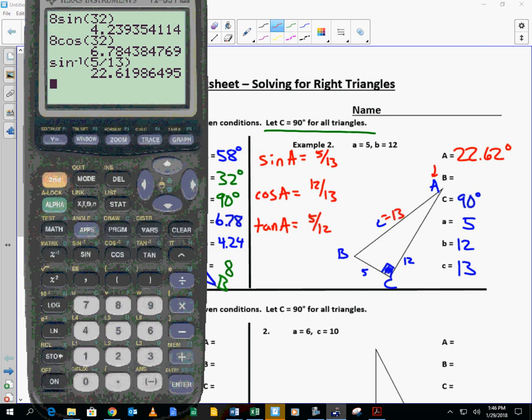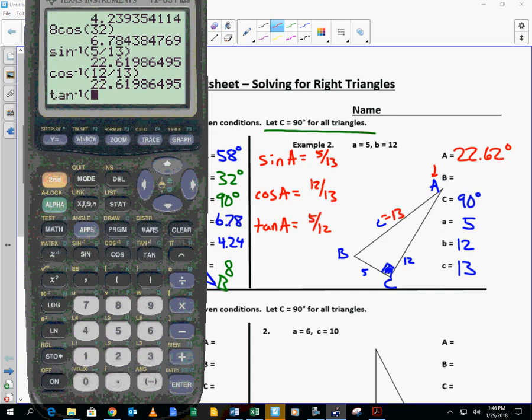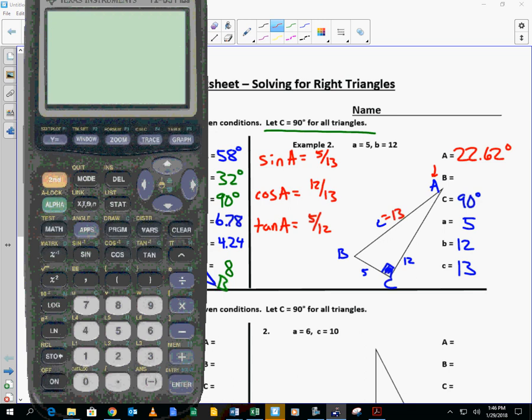And if, instead of using sine, you chose to use cosine, you would then use 12 over 13. And you can see that you're going to come up with the exact same result. And if you chose to use tangent, once again, you come up with the same result. The mathematics that your calculator does to come up with the angle is truly remarkable. It is amazing. Can we now find B? We take 90 minus 22.62, and we get 67.38.